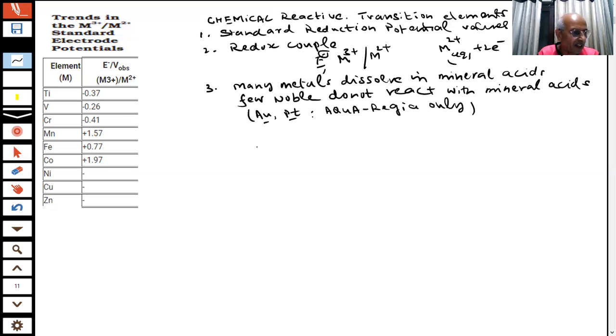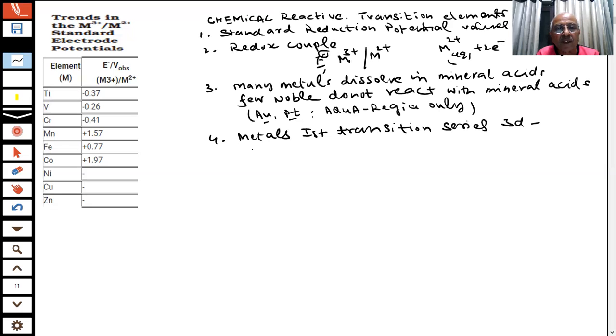So in the series, what we find is that the metals of the first transition series are more reactive. What is the first transition series, students? Answer my question. Which one am I talking about? 3D series. Okay. The metals of the first transition series are more reactive than the other series.